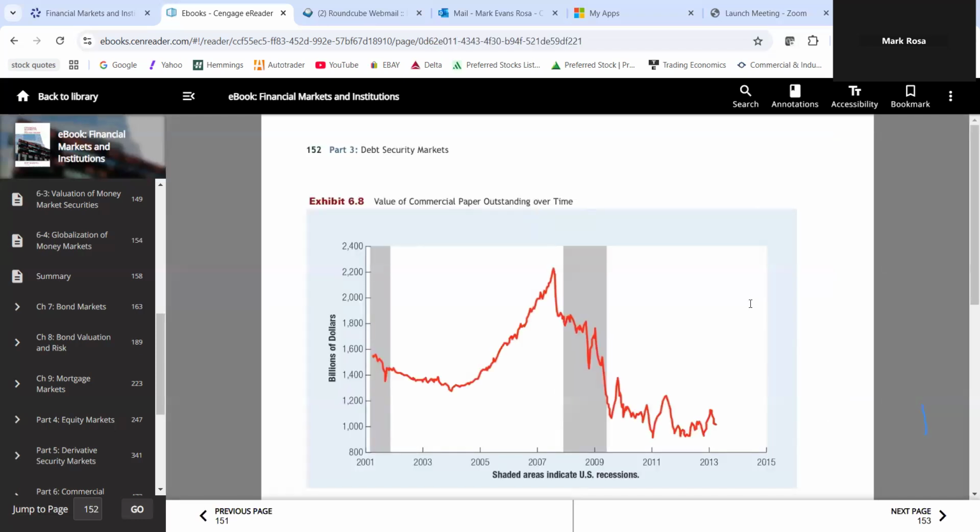Okay, value of commercial paper outstanding over time. See, after 08-09, that dropped off. So it's a fraction of what it used to be. But okay, guys, that's all we need here. That's all we need for chapter 6.